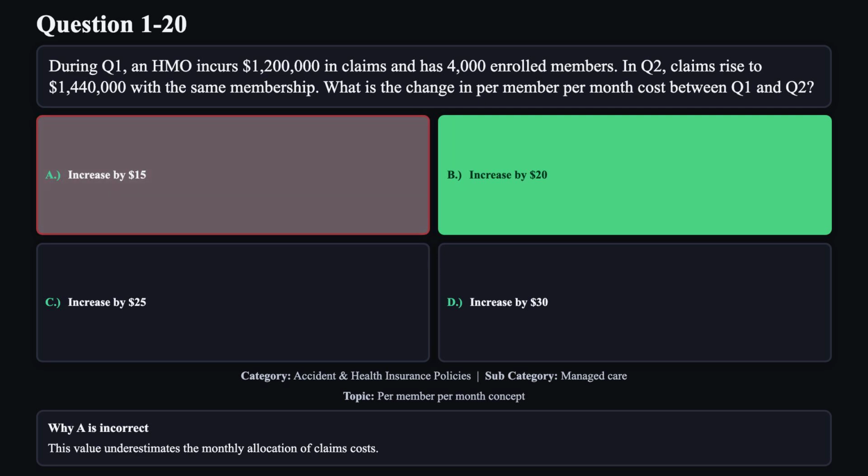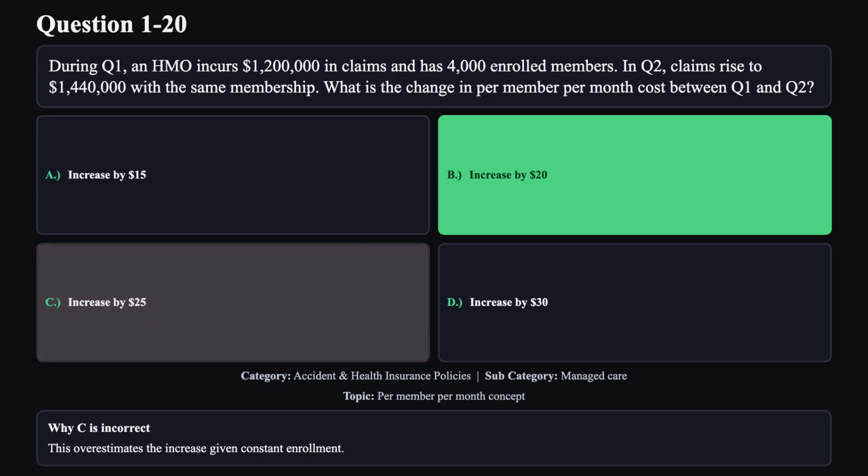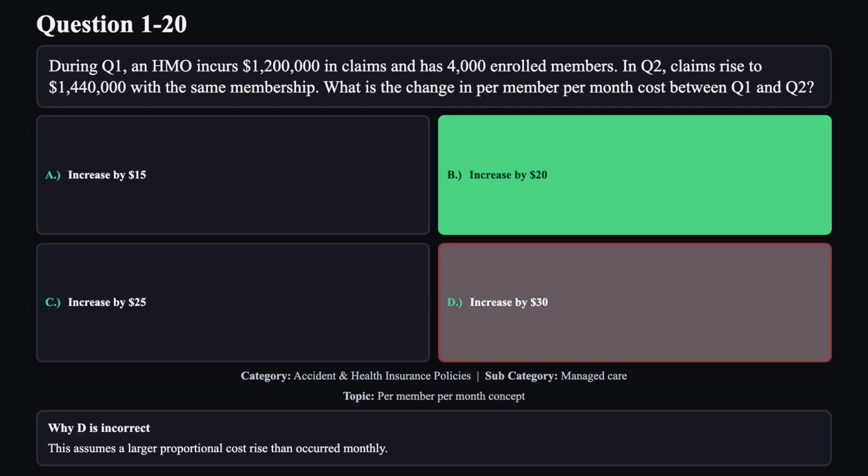This value underestimates the monthly allocation of claims costs. Reason C is not correct. This overestimates the increase given constant enrollment. Reason D is not correct. This assumes a larger proportional cost rise than occurred monthly.